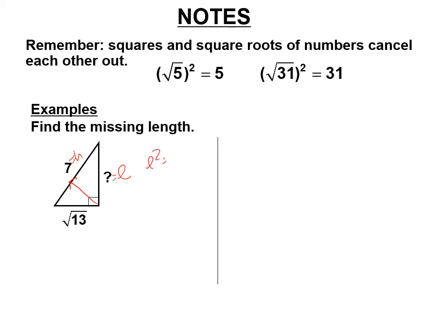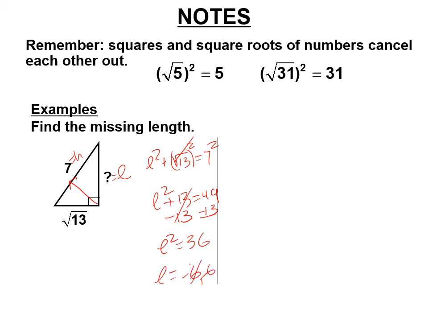So we're going to have L squared plus the square root of 13 squared equals 7 squared. Square root of 13 squared, those cancel each other out. L squared plus 13 equals 49. Subtract 13 from both sides. L squared equals 36. Oh, L equals 6. So the side was 6. Which is the longest side? The 7. Square root of 13 is around 3.7. I'm just guessing because square root of 16 is 4.